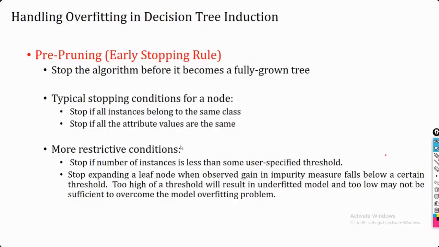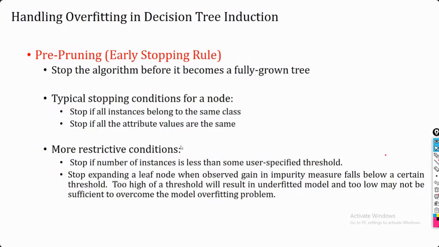So in order to deal with your overfitting problem, I can stop early. Instead of exploring the tree fully, stop quite earlier. The straightforward stopping criteria: if all of the instances fall into one class, in that case we can stop. If all of the instances have the same attribute value, in that case also we can stop it.